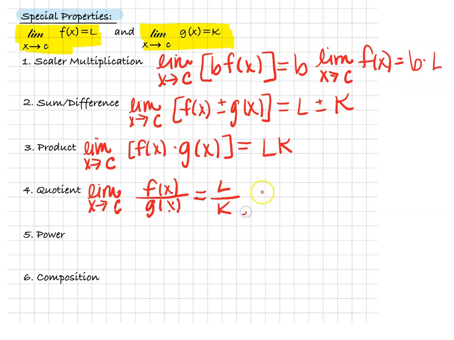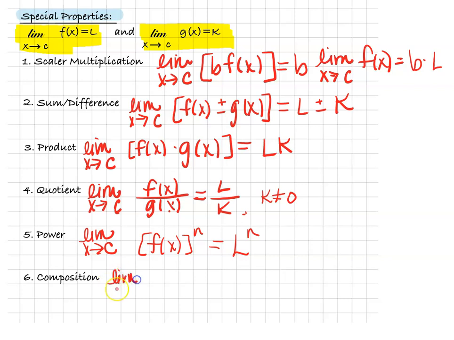And then just, as always, k cannot be 0, something we've been working with. The power property says that if you have the limit as x approaches c of f of x to the n, it's just going to be your limit raised to the n power. And then composition, this one can get a little bit tricky.